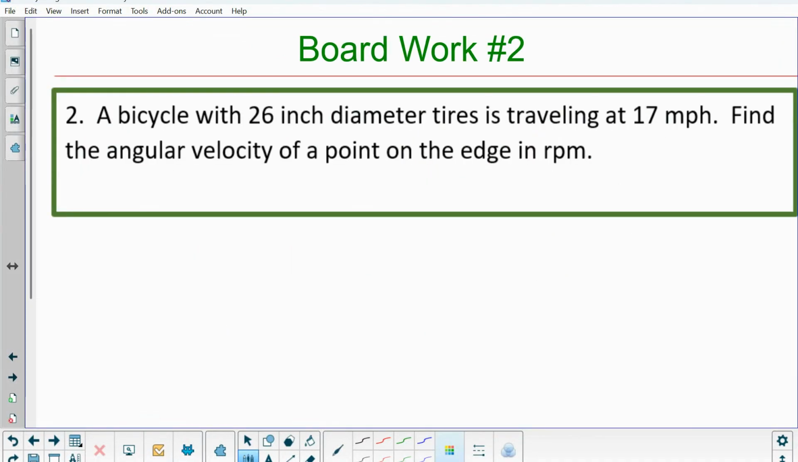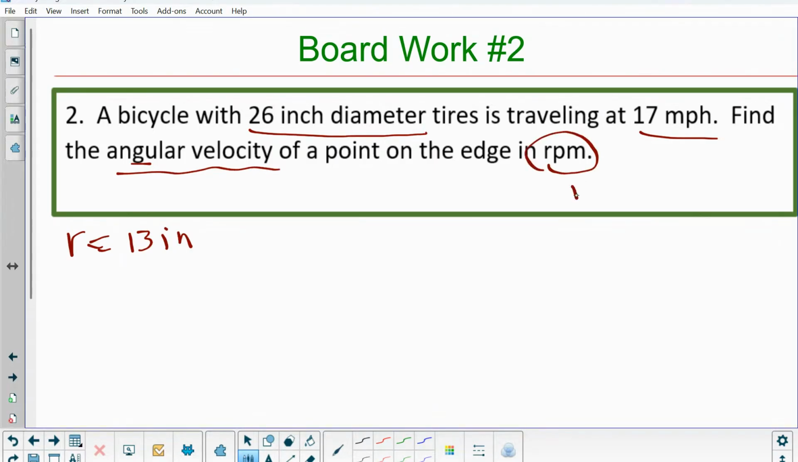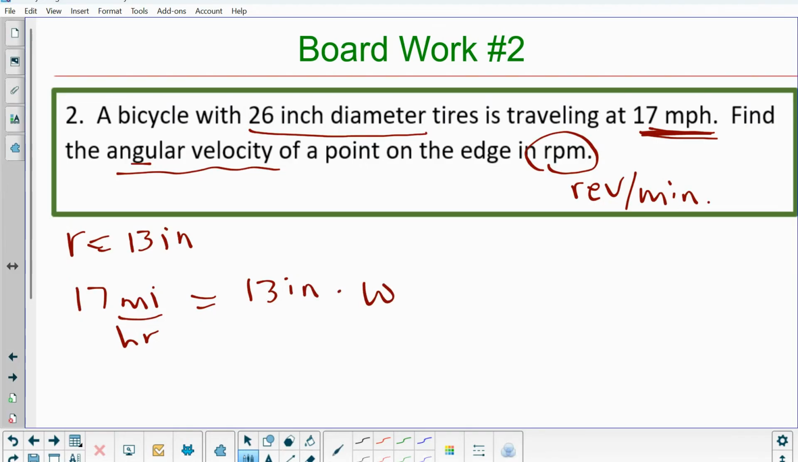All right, number 2 is about a bicycle again. So we have a bicycle that has a 26-inch diameter tire, which means the radius is 13 inches. And it is traveling at 17 miles per hour. We want the angular velocity on a point on the edge of the rim in revolutions per minute. So we got a lot of changes we have to make here. So my linear velocity is 17 miles per hour. And that's going to equal my radius of 13 inches times my angular velocity.